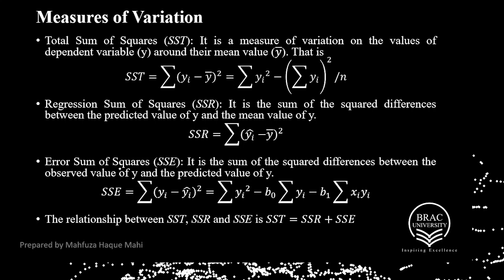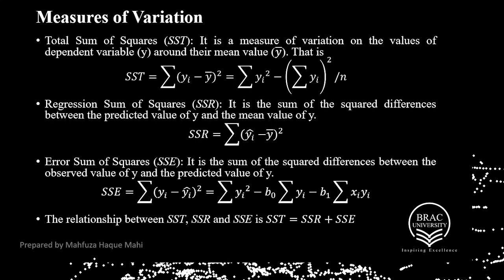Now look at the regression sum of squares. The regression sum of squares is the sum of the squared differences between the predicted value of y, which we denote by y hat, and the mean value of y, which we denote by y bar. So SSR equals the summation of yi hat minus y bar, whole square.